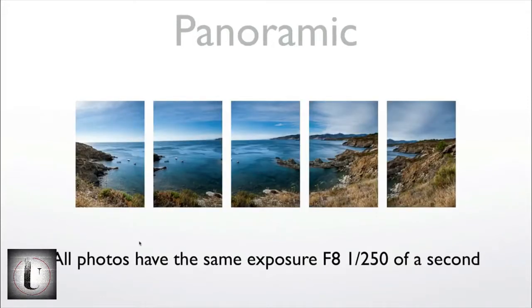So panoramics: you see here all the photos have the same exposure. I wanted that because I'm going to merge all these photos together, so I need them to look exactly the same. So I went into manual mode. I dialed in f8 because I wanted a big depth of field. I determined that 1/250 of a second was fast enough, because it was during the morning, so there was a lot of light. And all the photos have the same f8 and 1/250 of a second.